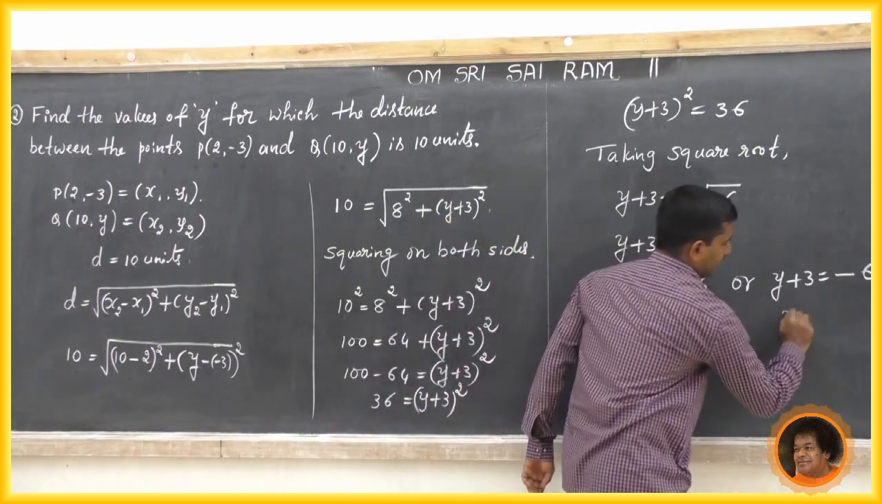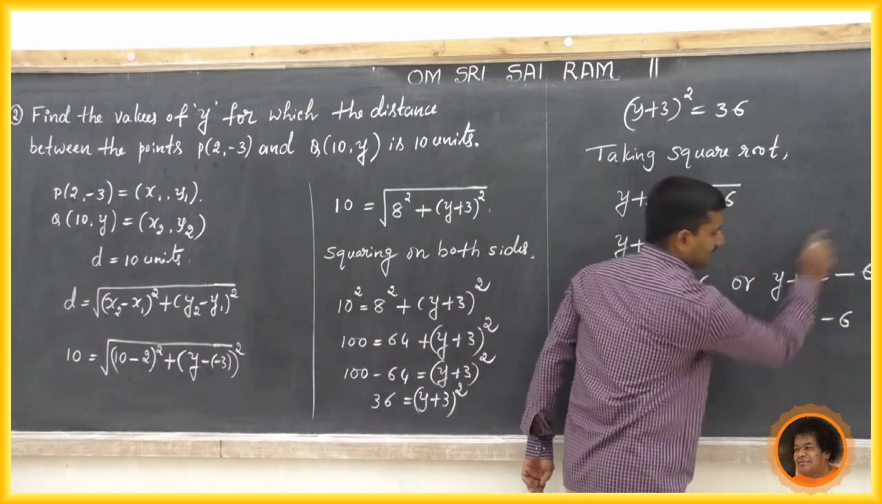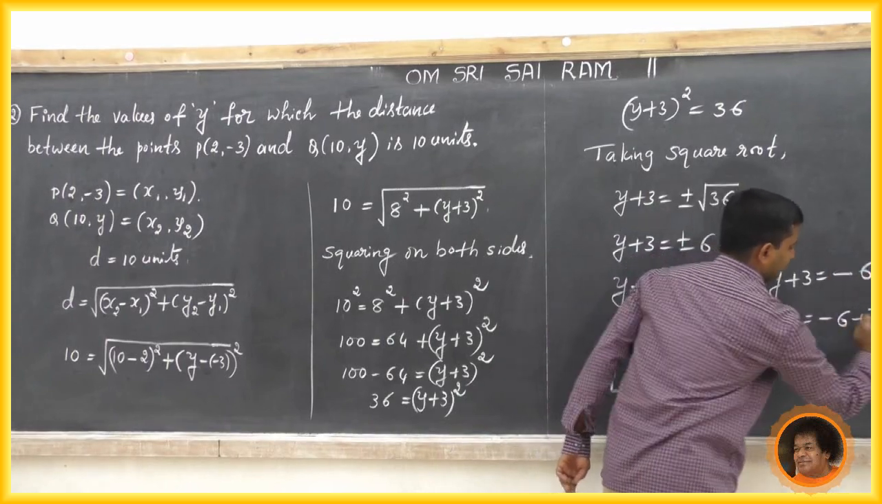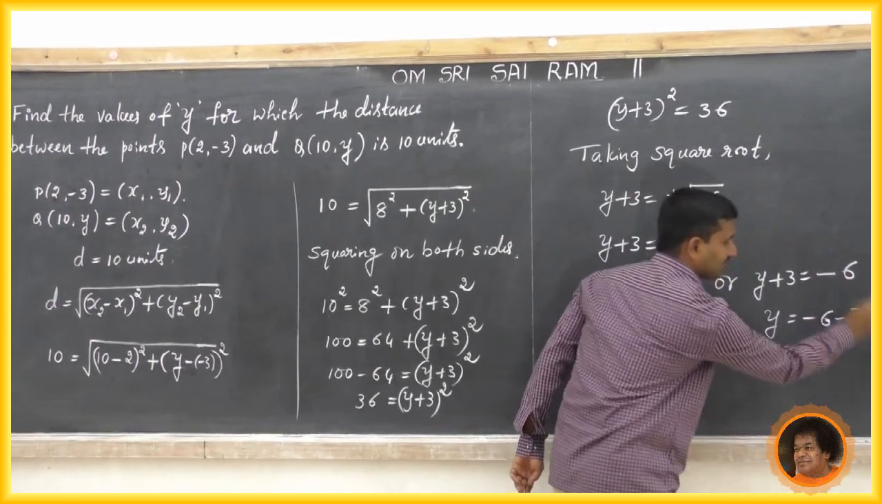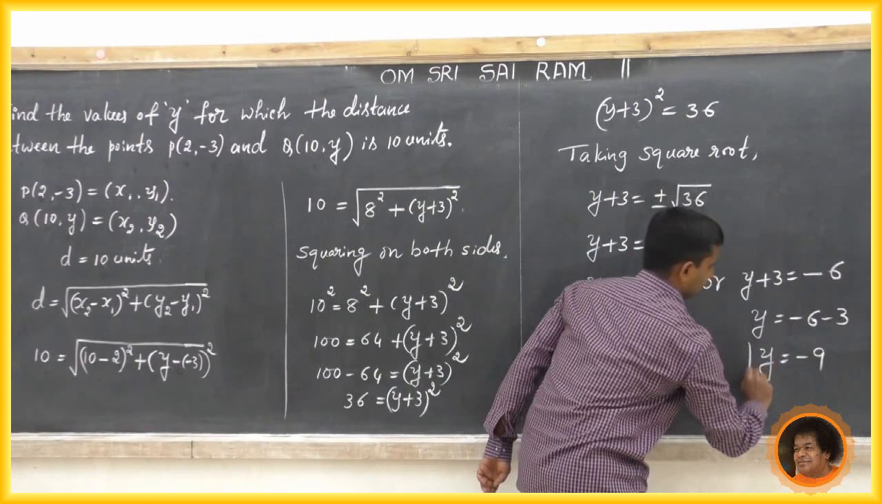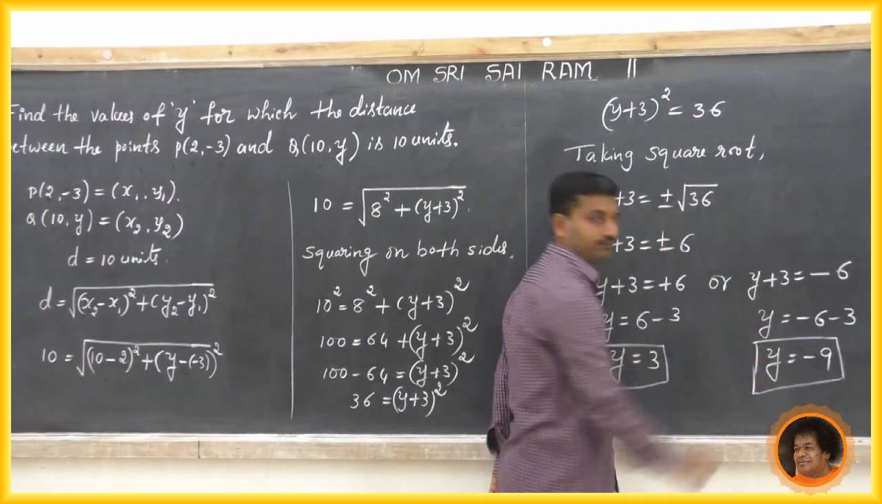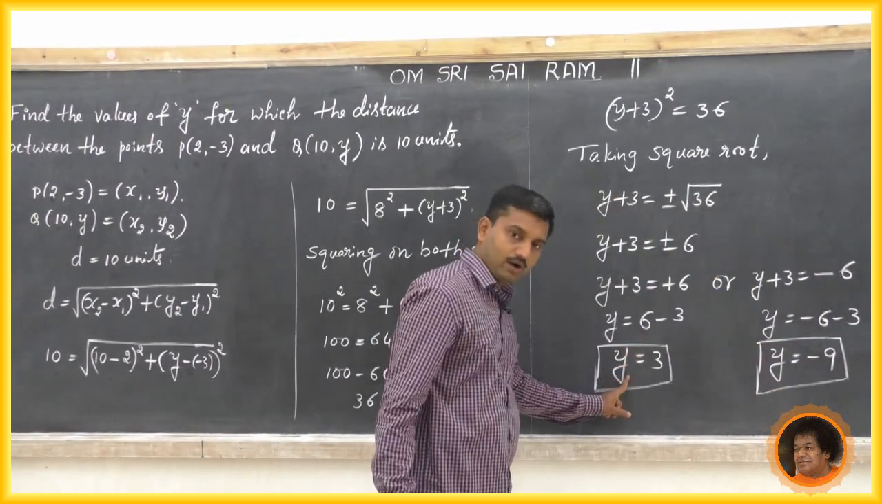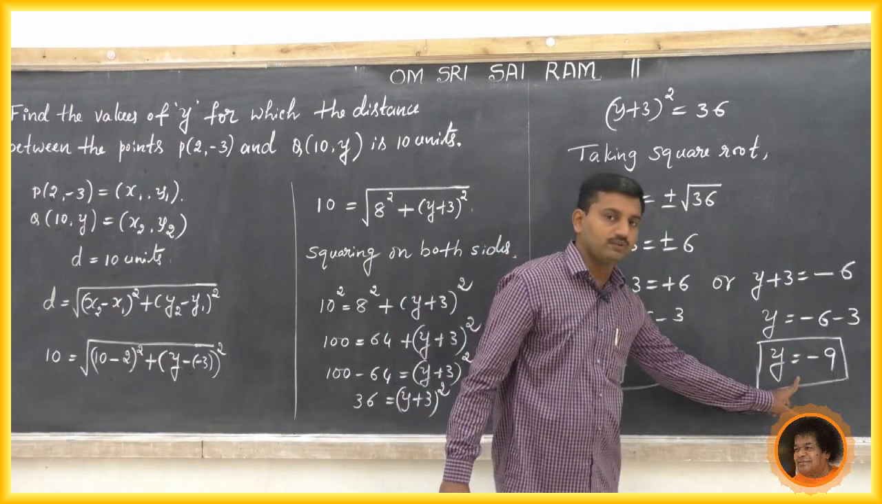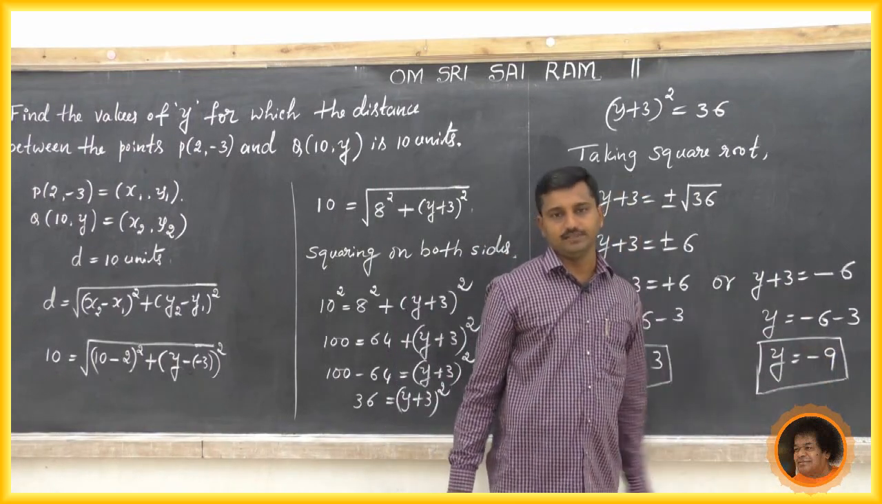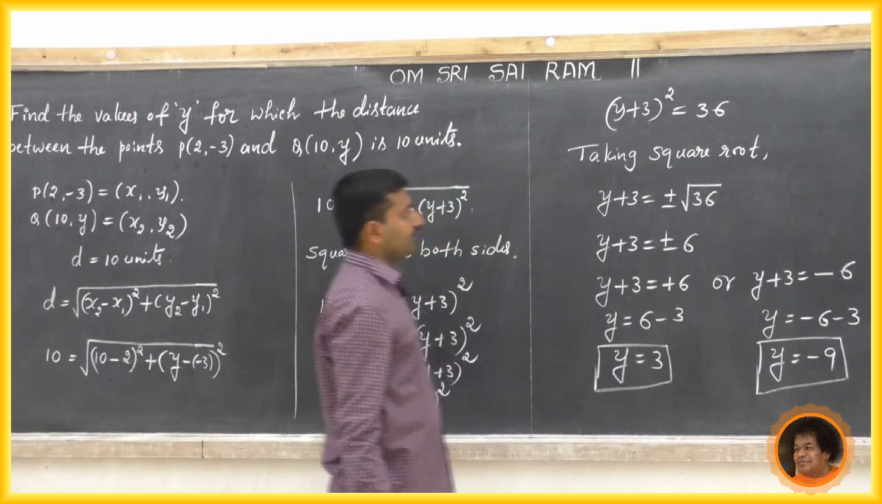And here y equal to minus 6, transpose plus 3, so plus 3 becomes minus 3, or y equal to minus 6 minus 3, that is minus 9. So these are the values of y. So either the value of y is 3, or the value of y equal to minus 9. I think you understood the problem.